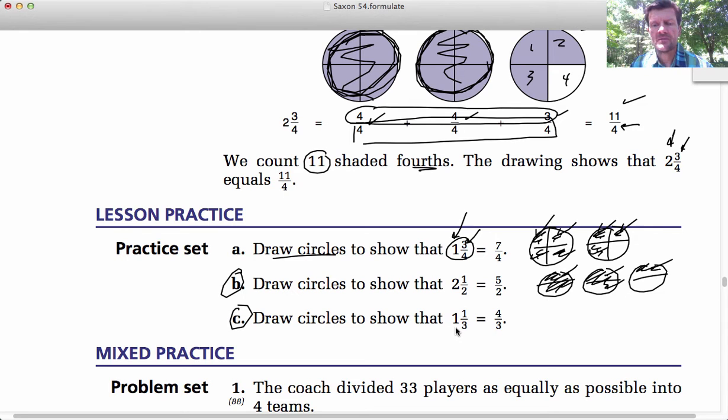And then the last one here, 1 and 1/3, so 1, and notice we're dividing into thirds this time. It's a little harder, but do your best. Just divide it into 3 equal parts the best you can. So all of this is shaded in, and then 1 of the thirds is shaded in over here. Okay? So 1 1/3 is the same as 4/3. 1, 2, 3, 4. 4/3. Okay?